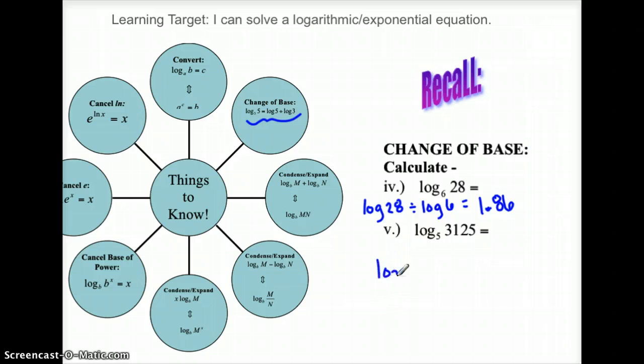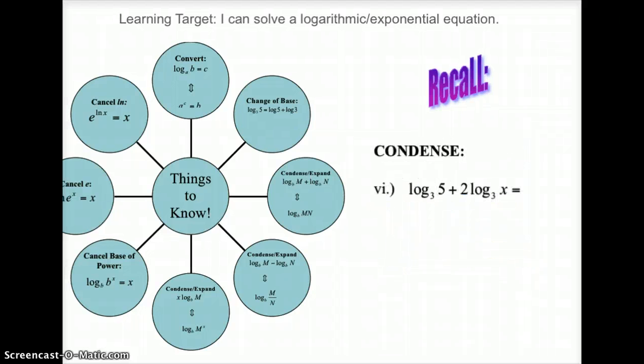The next one, I would do log of 3,125 divided by log of 5. And this is going to equal, let me type it in real quick, 5. Okay, so we're going to be using the change of base formula when we get to solving as well.